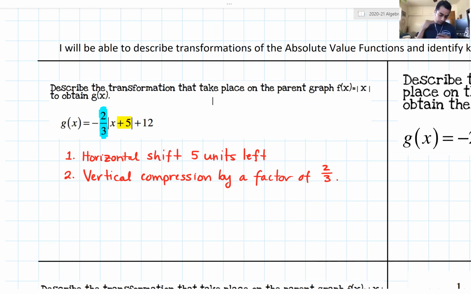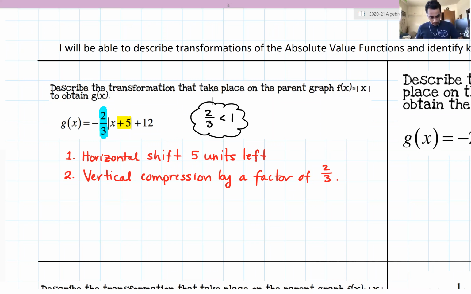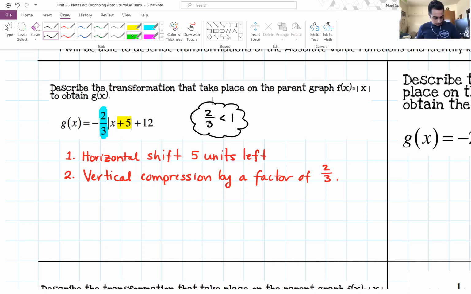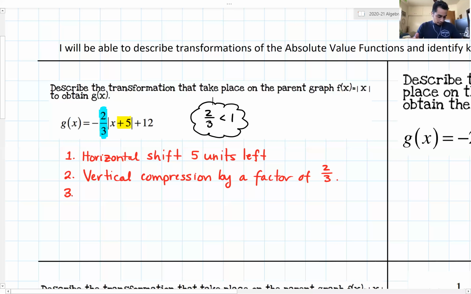Okay, so in this case, it's a compression because 2/3 was less than 1. Right? If it would have been greater than 1, then we know it's a stretch. Right? And we saw that in previous simulations. Okay, after we've done shifting and compression, or it could be stretching, right? So after those two, the next one is going to be the reflections.